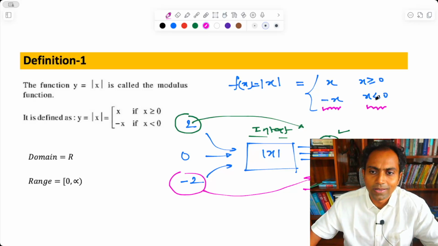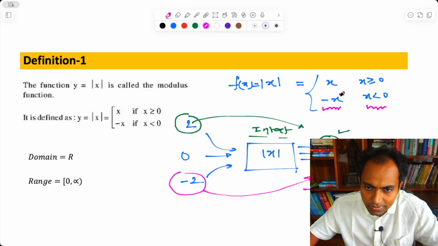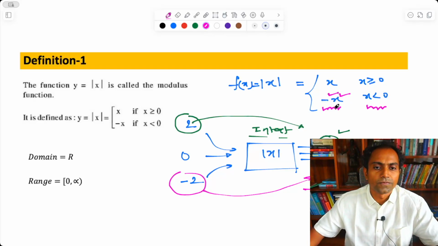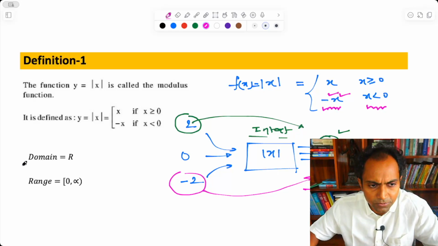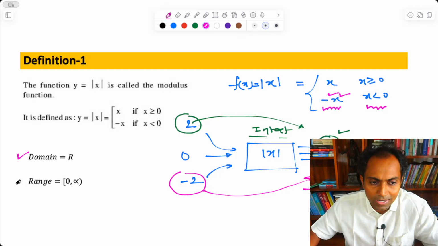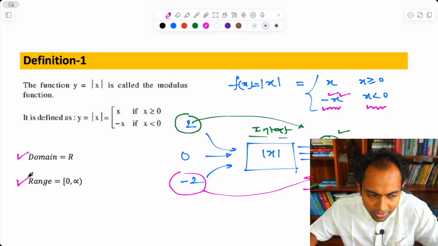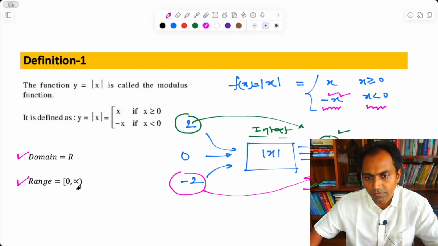So it is not negative. Negative x, with x being a negative value, will make it positive. This is what is happening. Now you can observe that we can substitute any real value into it, hence the domain is real numbers. But the answer will always be greater than or equal to 0. That is the reason the range is 0 to infinity.